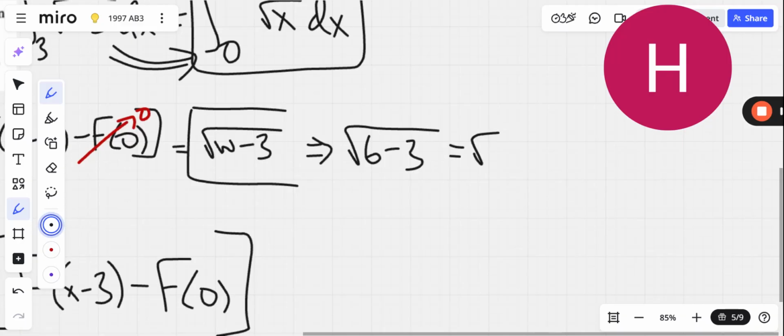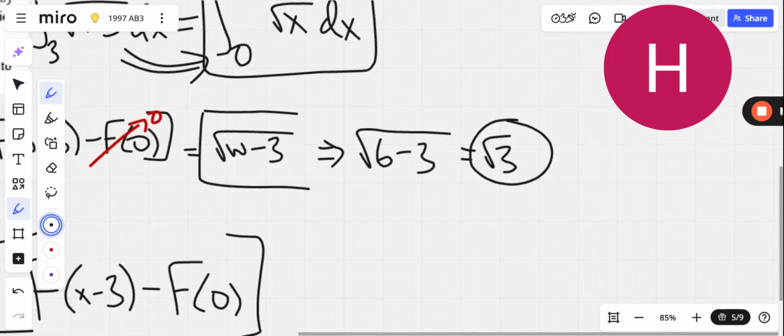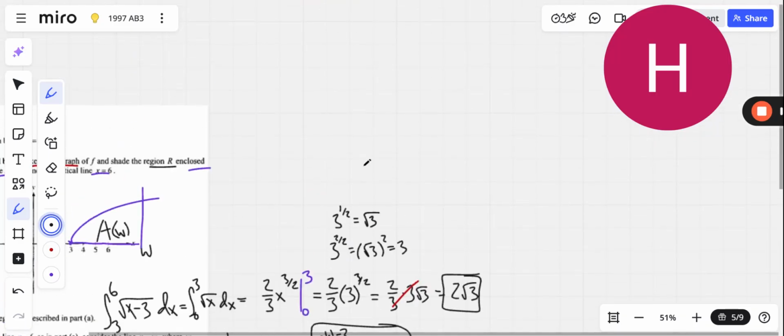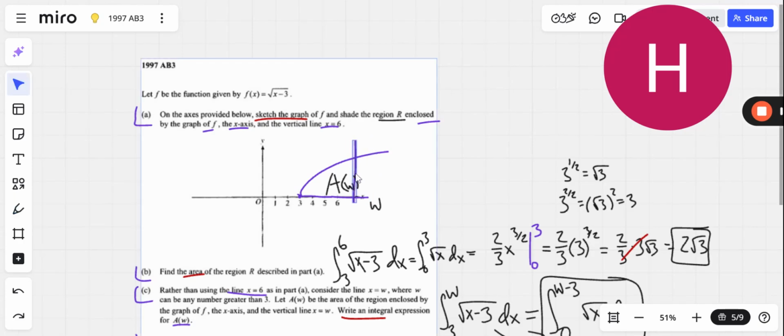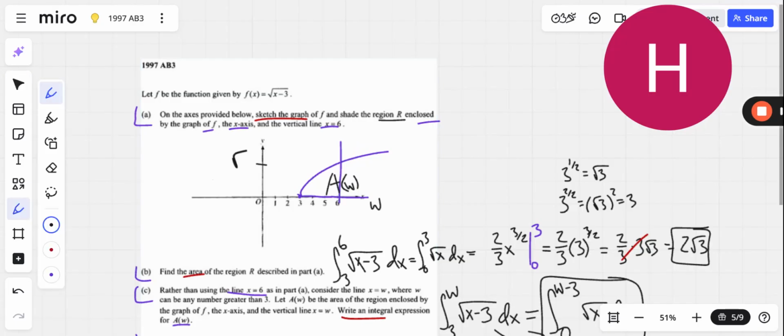Which is just the square root of 3. And that kind of makes sense, because if we look at the original function, that is where it meets it when x equals 6, that is. So if we picked the line to be at 6, then the value at 6 would just be the square root of 3. We kind of saw that earlier when we plugged in 6.